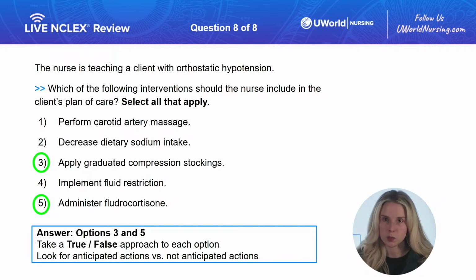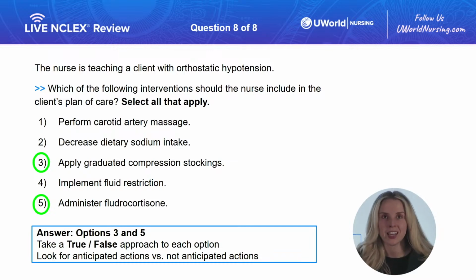So a couple things we can do for this. Graduated compression stockings are going to be a non-pharmacological intervention, which we always try and do first. These reduce the pooling of blood in the lower extremities, help push the blood back up the legs and back to the heart and combat that drop in blood pressure. 5 is a pharmacological intervention.